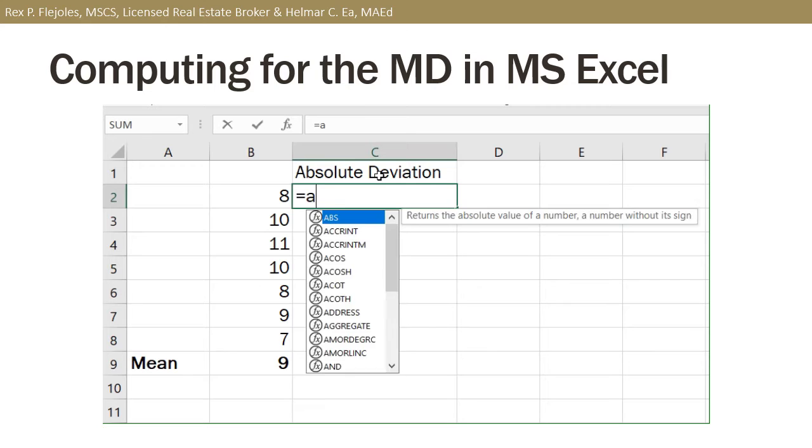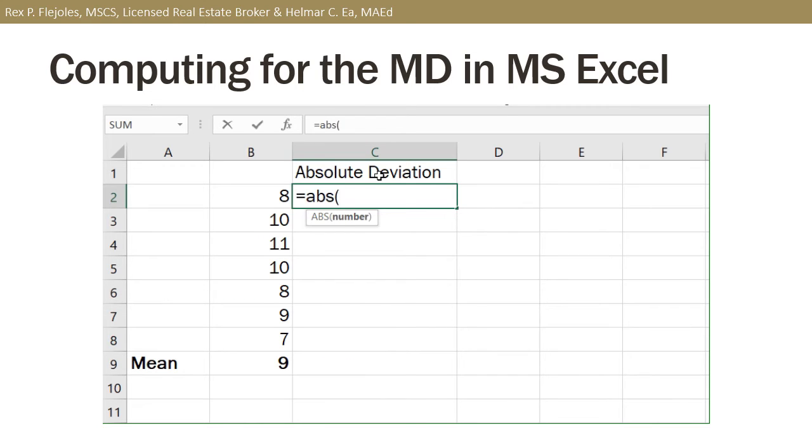Next is to determine the absolute deviation. To do that, we make use of another function, the abs, to determine the absolute value. Enclosed in that is the difference between this data and the mean.